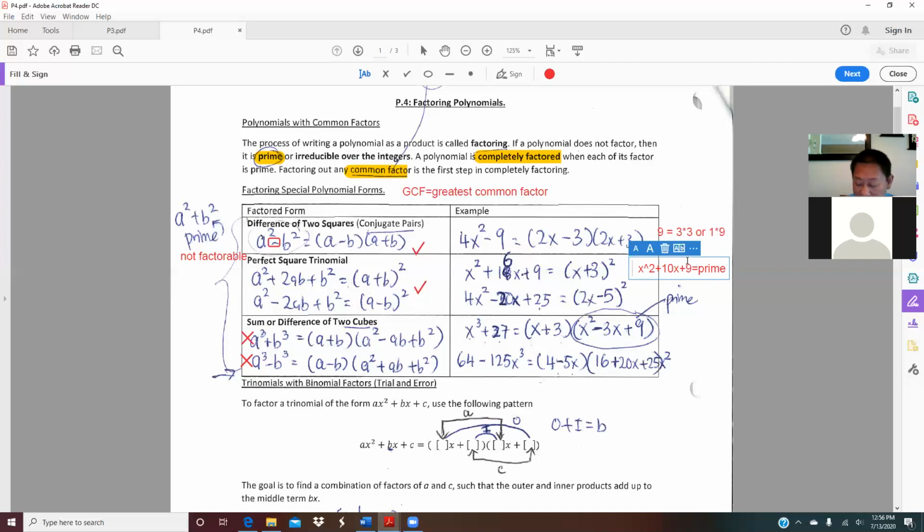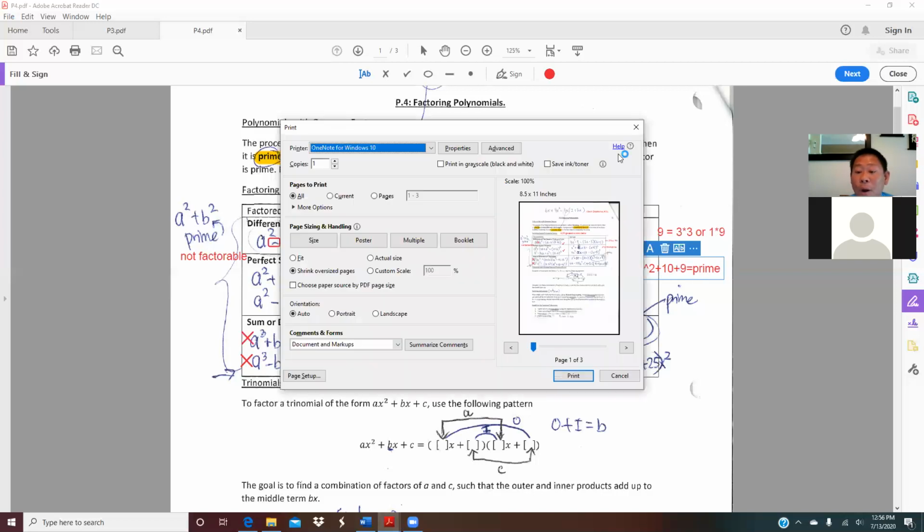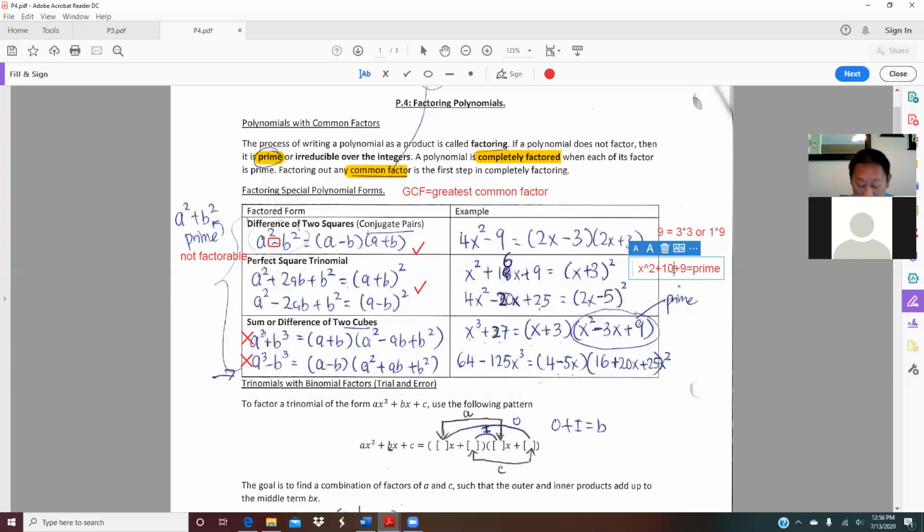Okay, so 5 in this case is a prime. Same thing happens with subtraction, so you just put a minus sign in the middle. Like this case, it's 4x squared and 25. These two are perfect squares, 2x and 5. Then if you multiply 2 times 5 times 2, 2 times 5 is 10, 10 times 2 is 20, negative 20x. So that's why this is a perfect square trinomial.